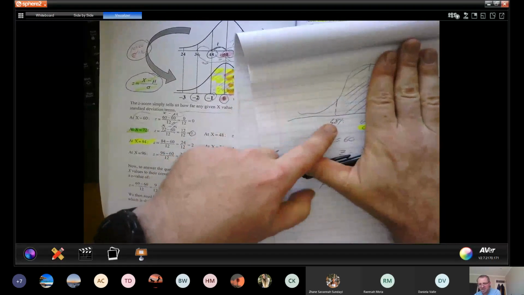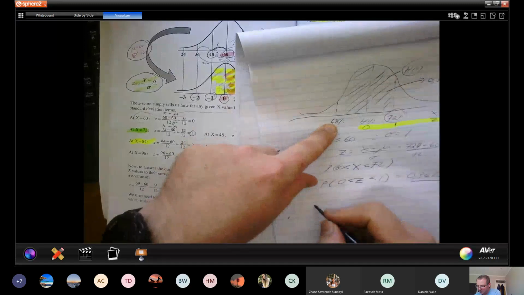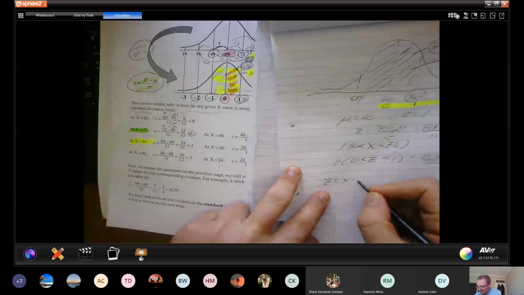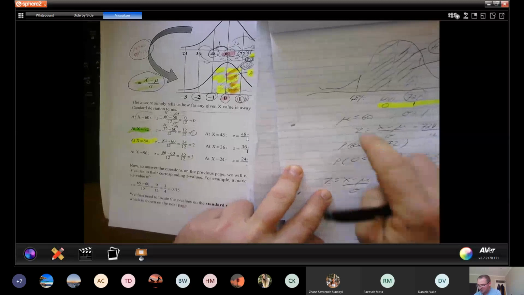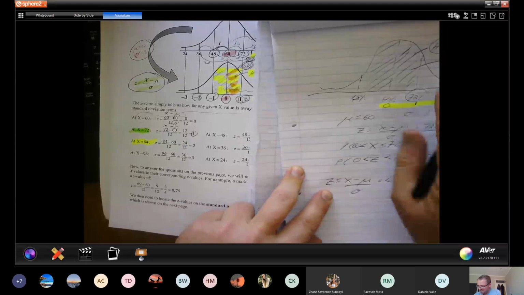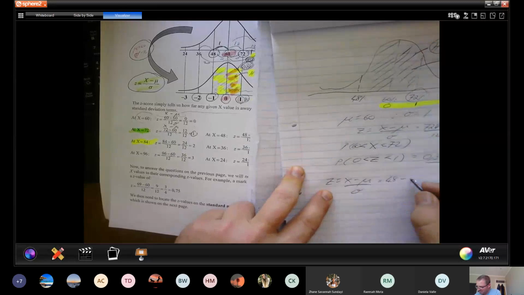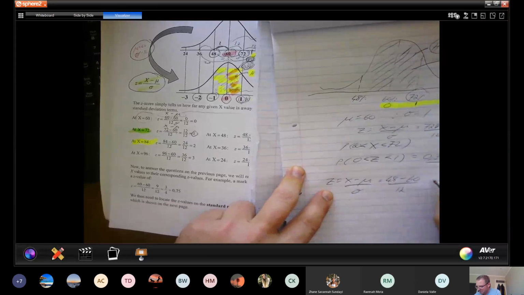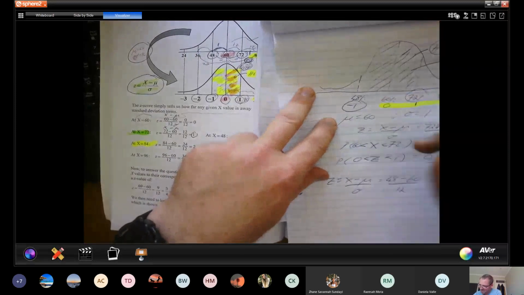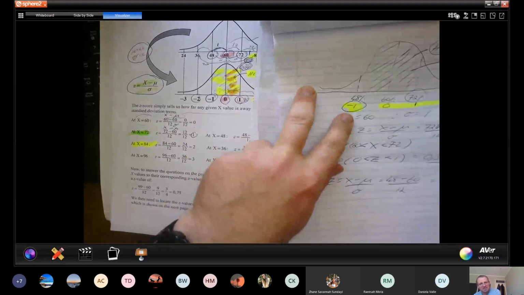Well, what you'd do is you'd say, okay, 48%. For 48%, what's the Z score? And you're going to use Z is equal to X minus mu over sigma. And the X score is 48, and mu is 60, and sigma is 12, so you get -1. So you'd say this over here is -1. You've got a Z score of -1.